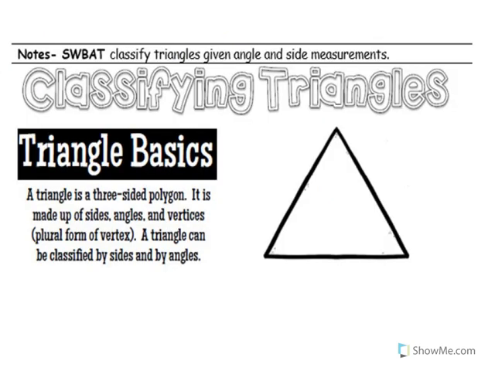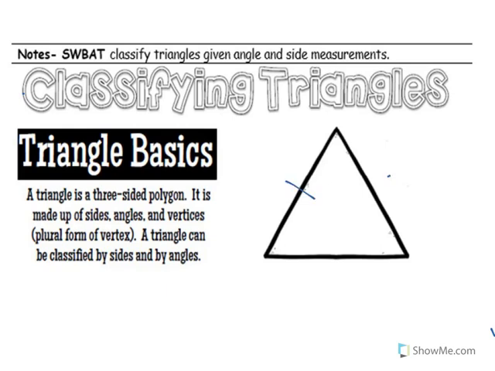Today we'll be able to classify triangles given angle and side measurements. Classifying triangles. Let's go to the triangle basics. A triangle is a three-sided polygon. It is made up of sides, angles, and vertices. Vertices is just the plural form of the word vertex.